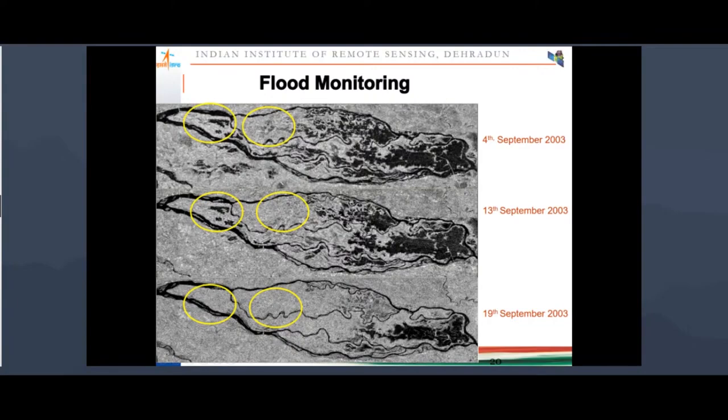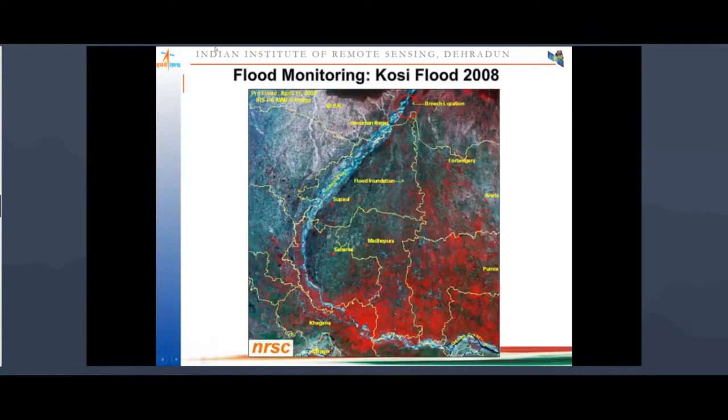Now, this is one example of the Kosi flood and how you can see the combination of microwave data and optical data. You know the history of the Kosi flood; it is one of the biggest floods, and the damage was also extensive. Now look at this. This is before the flood, the river is flowing, but there was an embankment breach here. And on 20th of August, you can see the flood.